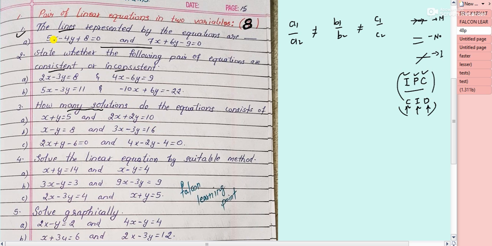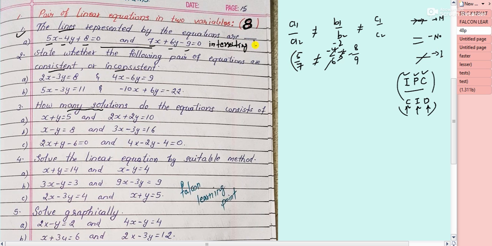So let us solve one by one. Here this is A1, B1, C1, A2, B2, C2. If you substitute, this will be 5 by 7, minus 4 by 6, and this is 8 by minus 9, right? Even if you solve them, this is 2 minus 2 by 3. So none of them are equal, right? So which type of line is this? If none of them are equal, it is an intersecting line. So the answer is intersecting.